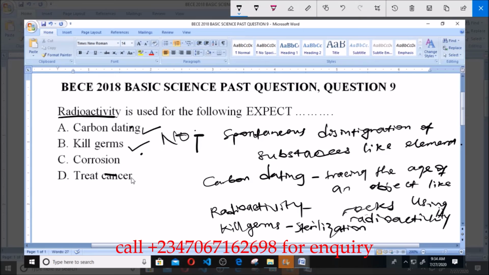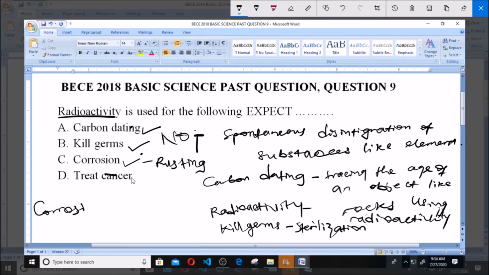Then C here says corrosion, and like we know, corrosion simply means rusting. And radioactivity is not used in the aspect of corrosion. So in the aspect of corrosion, radioactivity is not used.